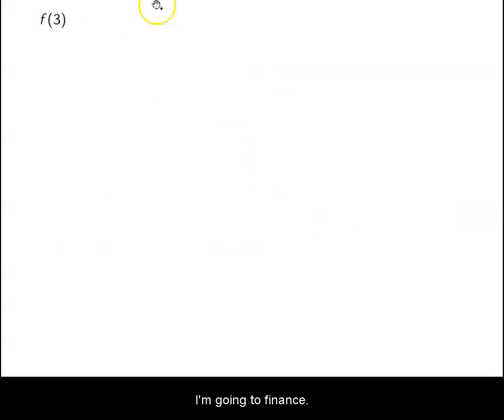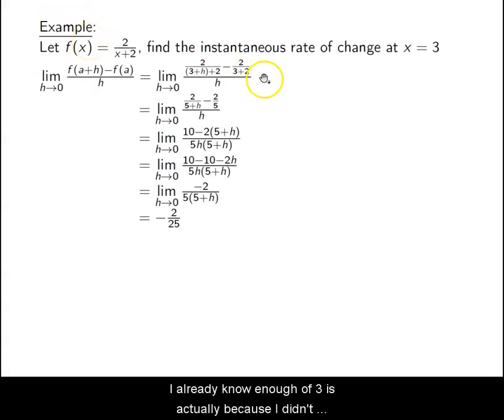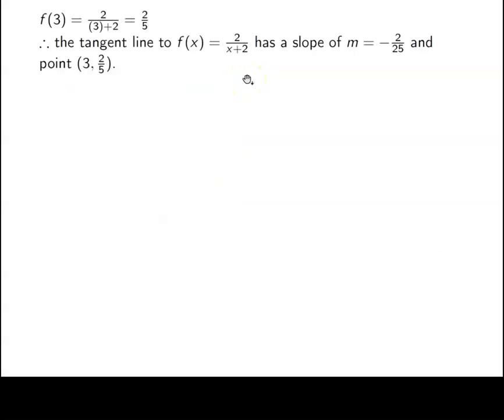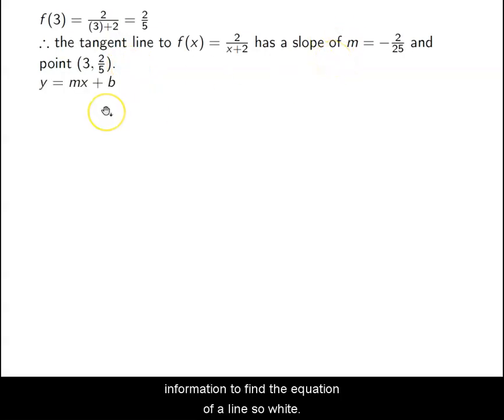Okay. So I'm going to find f of 3. I already know what f of 3 is actually because I did it up here. I know it's 2 over 5. But let's do this anyways. It's 2/5. So my tangent line to this equation has a slope of negative 2 over 25. And it satisfies the point 3 and 2/5. So I just use these two pieces of information to find the equation of a line.